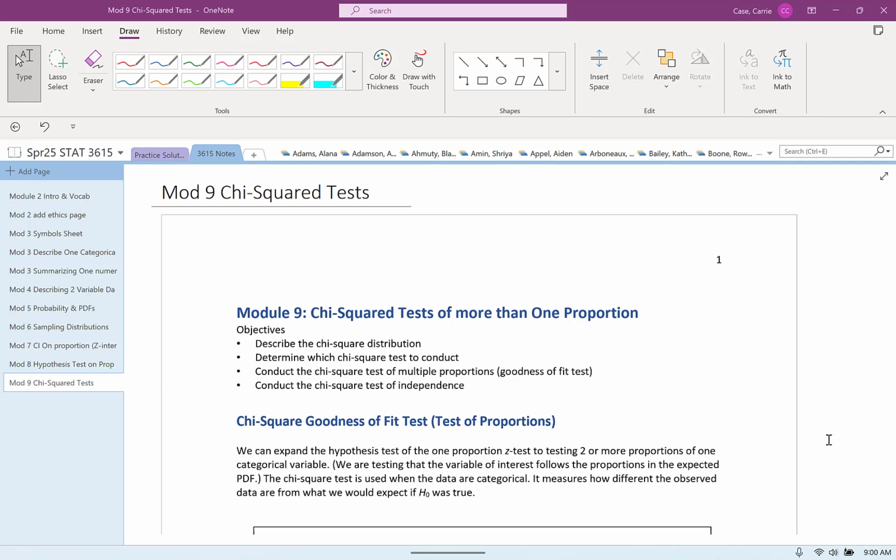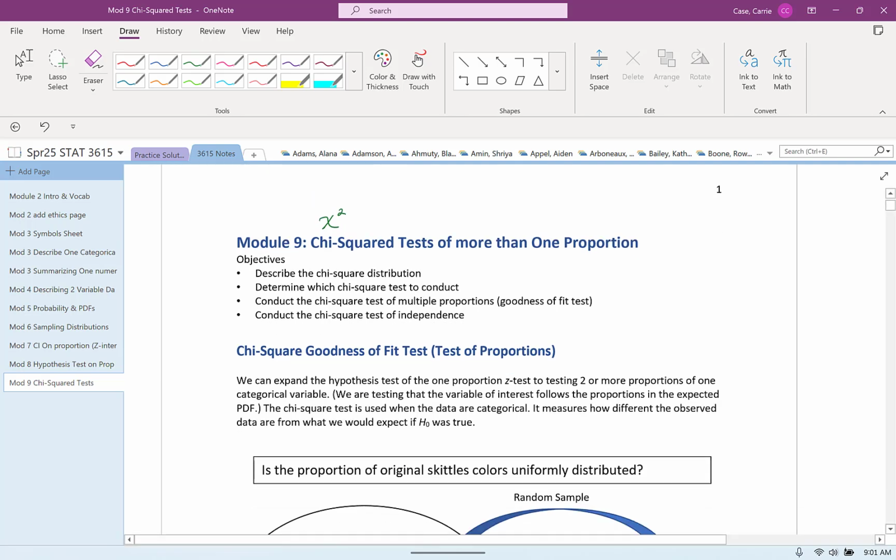This word chi-squared, let me get a pen. Chi-squared is Greek letter chi. It's lowercase chi. It looks like an X with little squirrely, curly ends on each end, and it's squared. It has to do with the underlying distribution it was developed from. And we are going to be using some R code, so you may want to open that R code as well.